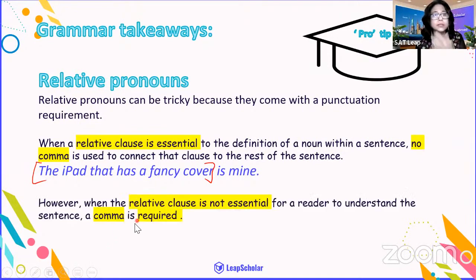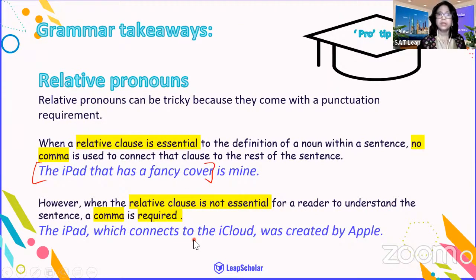This is the subject of the sentence, the iPad that has a fancy cover. So no commas. When the relative clause is not essential for the reader to understand the sentence, a comma is required. For example, the iPad, which was created by Apple. So here the extra information is enclosed in commas. It is not essential to the meaning of the sentence. Okay, so you can take a screenshot.